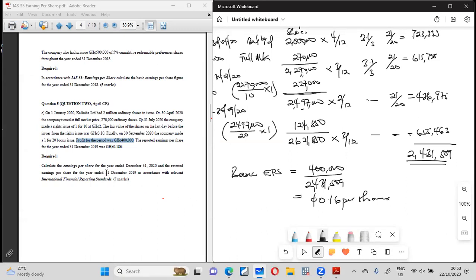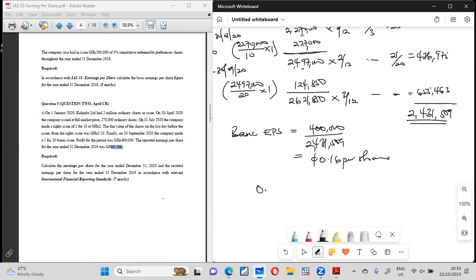Now we were asked to do comparative for 2019. We already know the earnings per share for 2019. So what you do is that you multiply it by the inverse of what? The bonus fraction, and the inverse of what? The right fraction. So that's all.